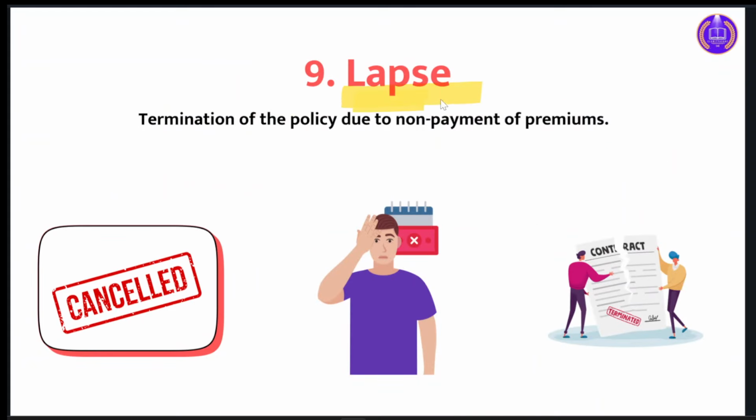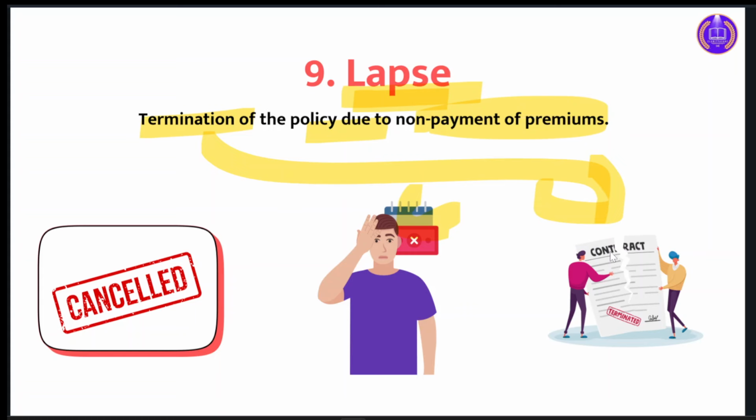Then we have lapse. We have already seen this. It is the termination of policy due to non-payment of premiums. If you keep forgetting or are not paying your premiums, then that insurance policy will be terminated. The insurance contract will be terminated. It's known as lapse.